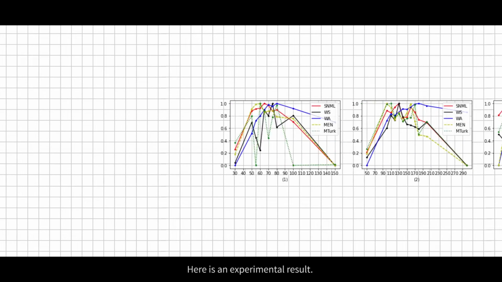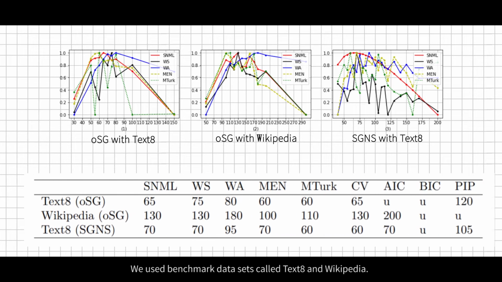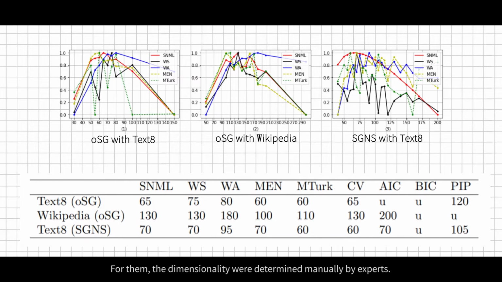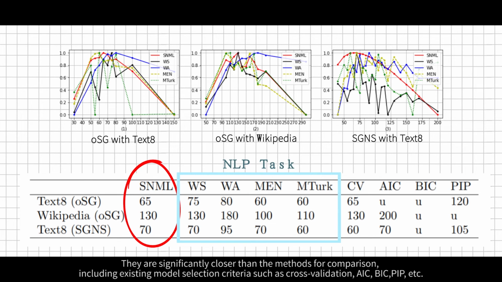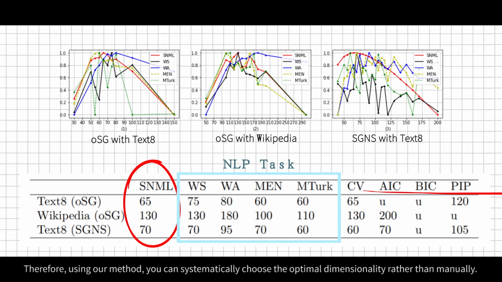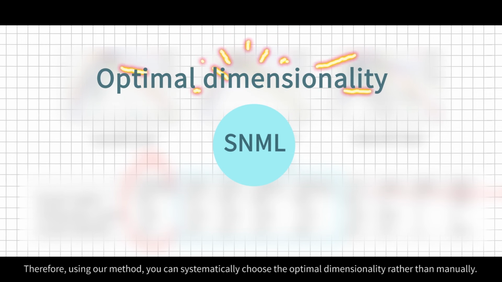Here is an experimental result. We used benchmark data sets called Text8 and Wikipedia. For them, the dimensionalities were determined manually by experts. Our method was able to successfully choose the dimensionalities which are closer to the ones determined by the experts, indicated by NLP tasks. They are significantly closer than the methods for comparison, including existing model selection criteria such as cross-validation, AIC, BIC, PIP, etc. Therefore, using our method, you can systematically choose the optimal dimensionality rather than manually.